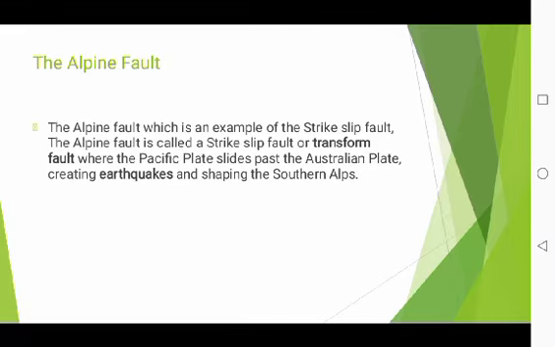Alpine Fault. The Alpine Fault is an example of a strike-slip fault. It is called a strike-slip fault or transform fault, where the Pacific plate slides past the Australian plate, creating earthquakes and shaping the Southern Alps.